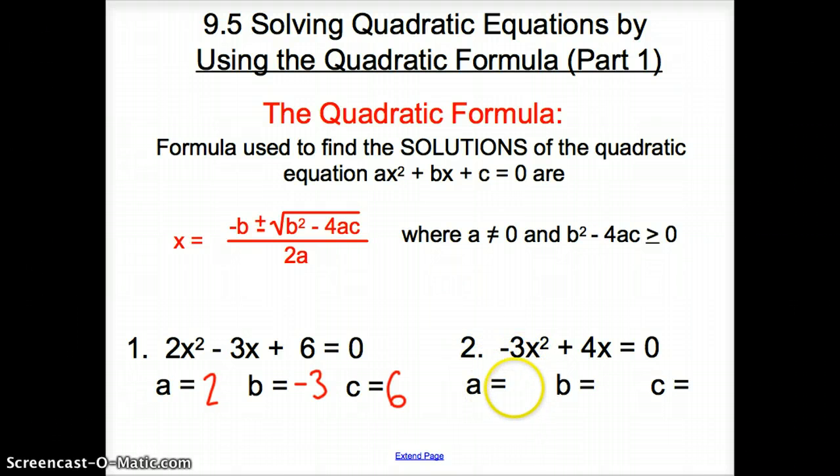Same thing on number 2. Here, my a term is negative 3. My b is attached to the x term, so that's going to be a positive 4. Now c term, is there a lone number here? We have 0 on this side, but that's not our c. Is there anything added or subtracted to 4x? No, there isn't. So if there's nothing added or subtracted here, what is it? How do you represent nothing in math? Just with a 0, so c would be 0.